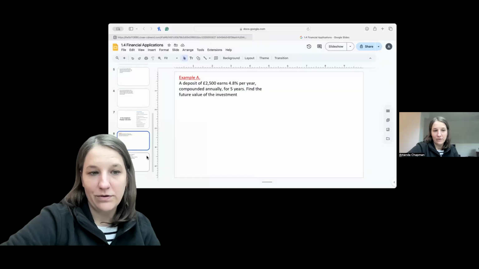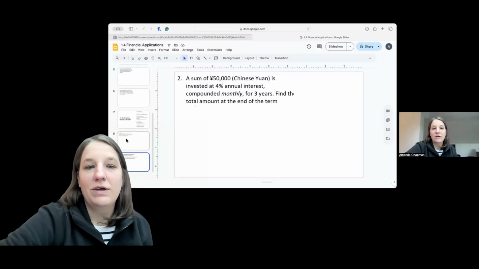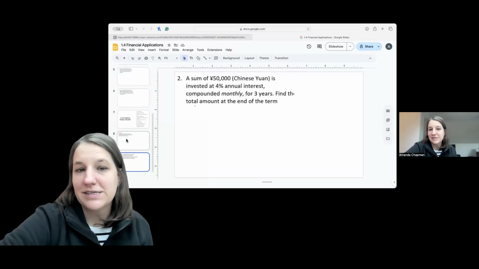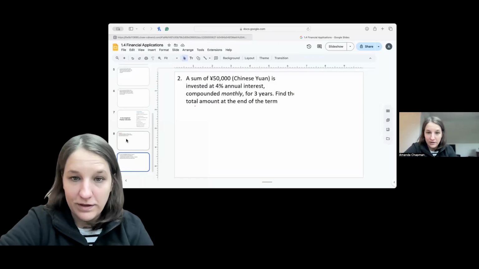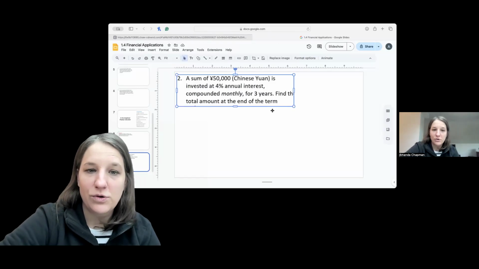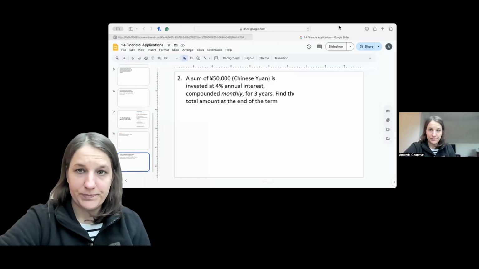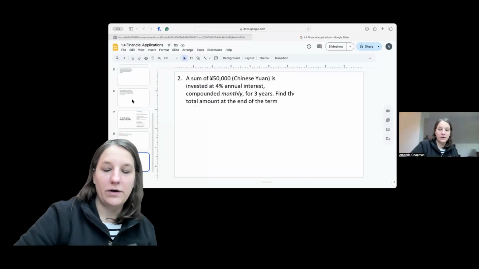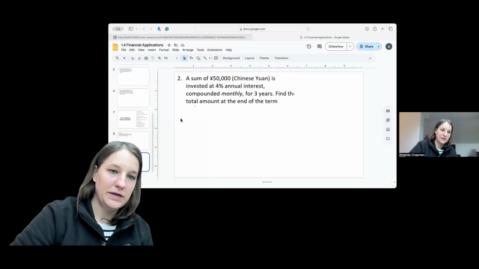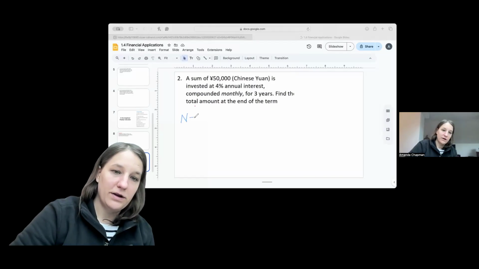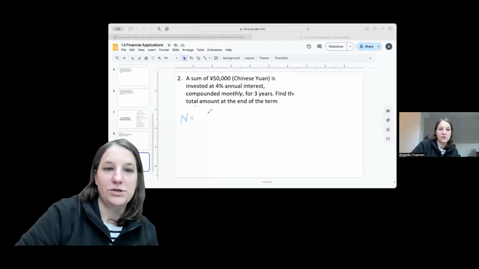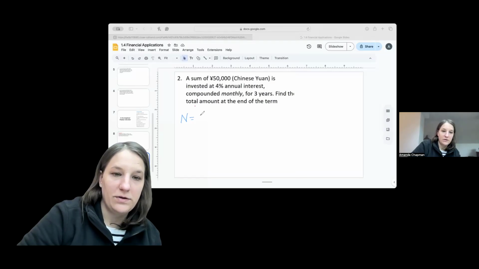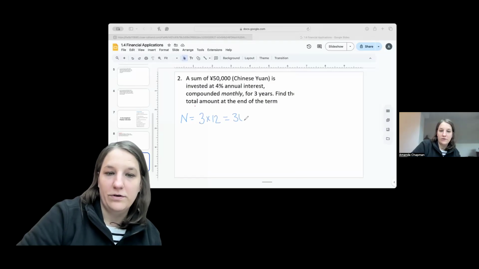So the final example, there's no more slides, I promise. We have a sum of 50,000 Chinese yen invested at 4% annual interest, and it is compounded monthly for 3 years. We want to find the total amount at the end of the term. So in your calculator, I'd write example 2 and list out all the things we have here. So in our calculator is going to be the total number of times that interest is calculated. So if it is calculated for 3 years monthly, it's calculated 36 times.